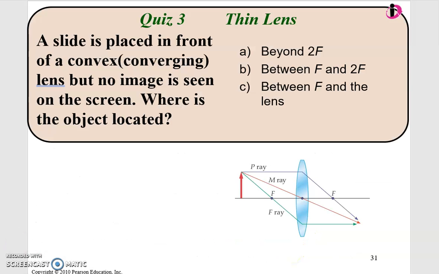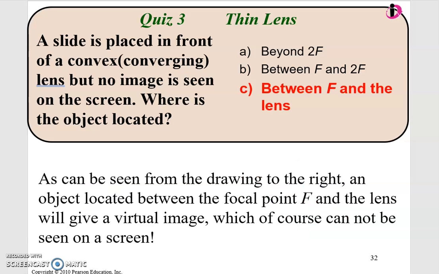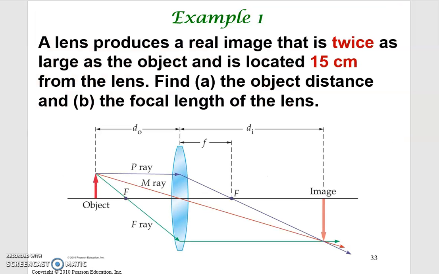So now let's have our last conceptual quiz today. If you have a point P here and no image is seen, then where should you put it? And the answer is between F and the lens. The explanation is that the image formed is a virtual one, so it will not be shown on the mirror.